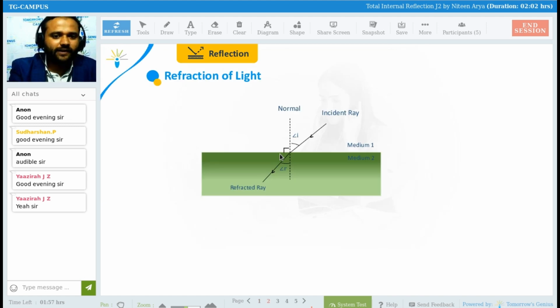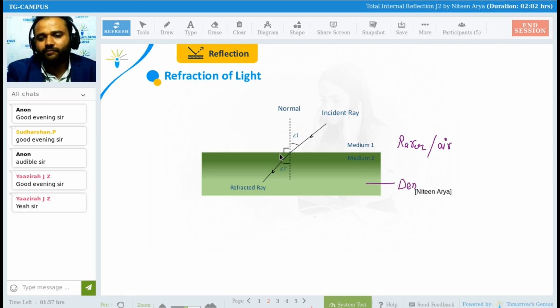As everyone knows what refraction is: whenever a light ray passes from one medium to another medium, it is going to bend due to the different mediums. Medium one is the rarer medium, or air, and the second medium is the denser medium, here glass or water. Let's take water.